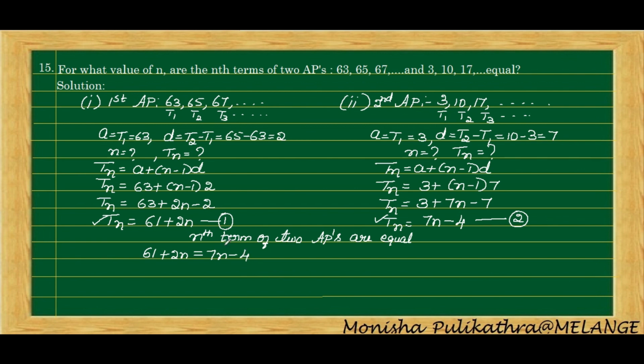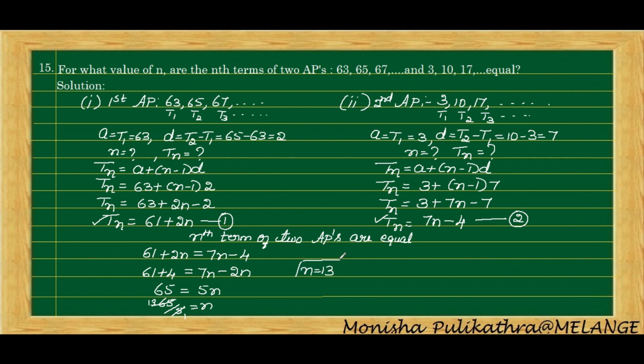Okay. Next we need to shift the terms with variables to one side and only numbers to the other side. 61 plus 4: I have shifted minus 4 to the left-hand side, it becomes plus 4, and 7n plus 2n to the right-hand side, it becomes minus 2n. Next, 61 plus 4 is 65 is equal to 7n minus 2n is 5n. Next we need to divide: 65 divided by 5 is equal to n. So 5 ones are 5, 5 13s are 65. Okay, so now n is equal to 13.